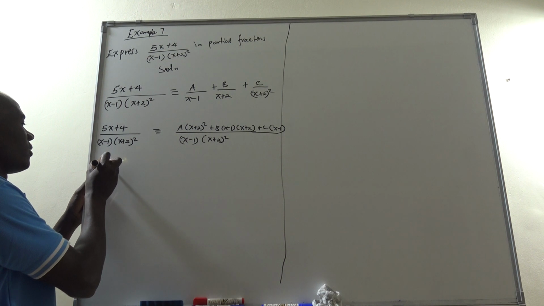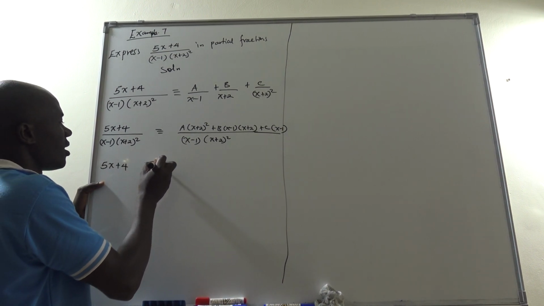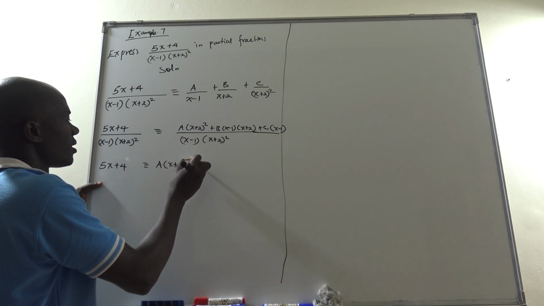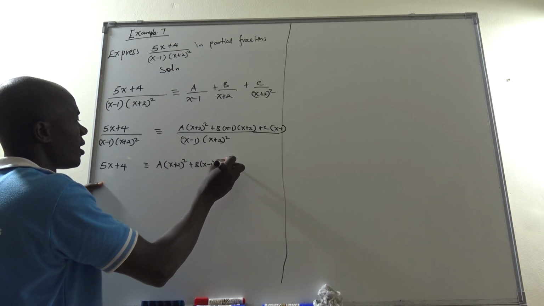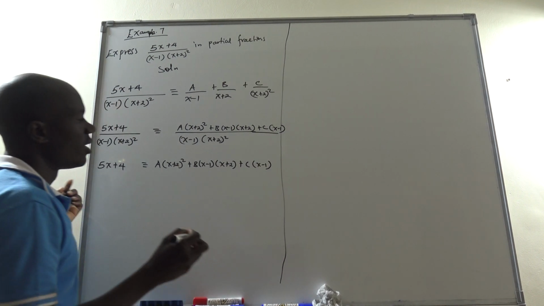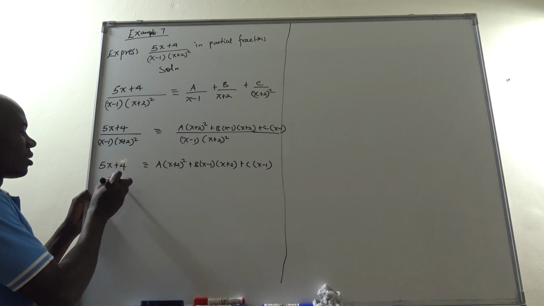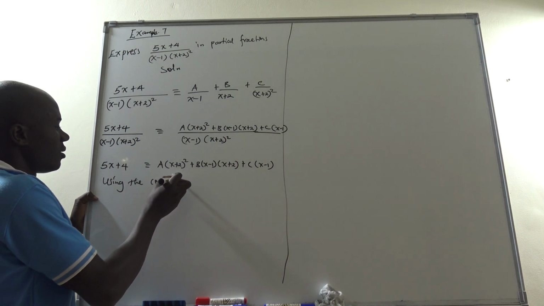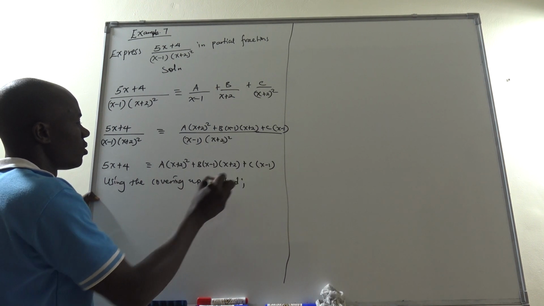We are remaining with 5x + 4 is the same as A into (x + 2)² plus B into (x - 1)(x + 2) plus C into (x - 1). Then we get a way to eliminate. So we are going to use the covering up method. So we are going to eliminate.